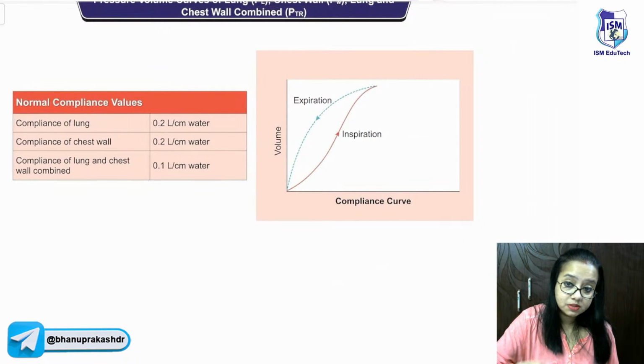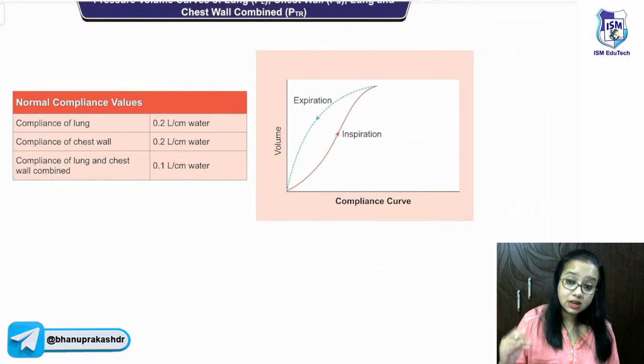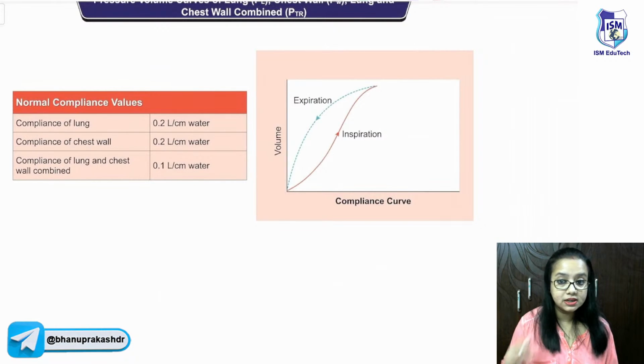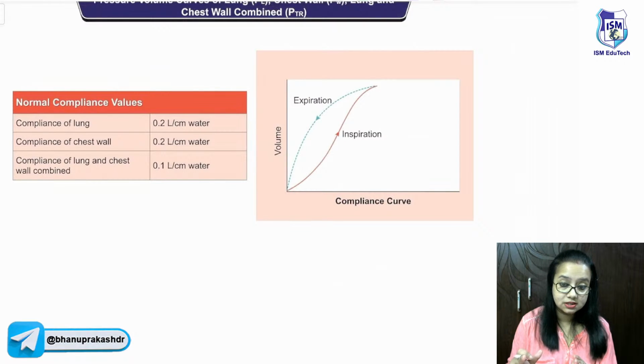If you look at the graph, what do you see? This is something to remember and understand. Usually it appears to us that the distensibility, the stretchability of the lung must be greater during inspiration, and during expiration the lung is coming back to its position. I'm not talking about elasticity here, I'm talking about compliance. So we may think compliance is more during inspiration and less during expiration.